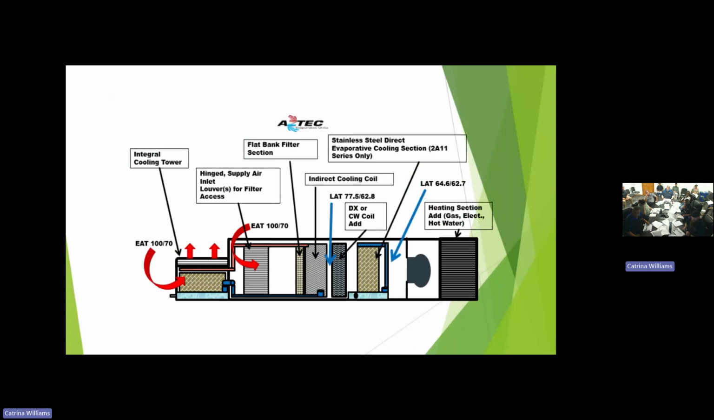One place we used to like to use the indirect section, not so much the direct, but the indirect, was in printing operations. They couldn't send humidity; the paper would stick together. So they couldn't stand humidity in the air. And they liked the dry air that's coming off of the indirect system. You can see how that would be valuable in something like that.